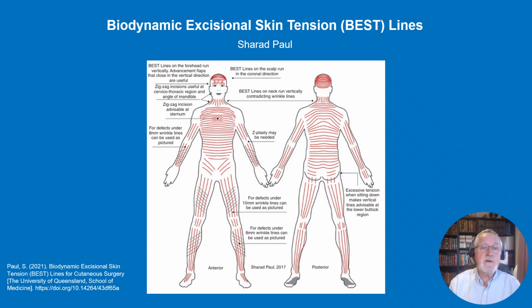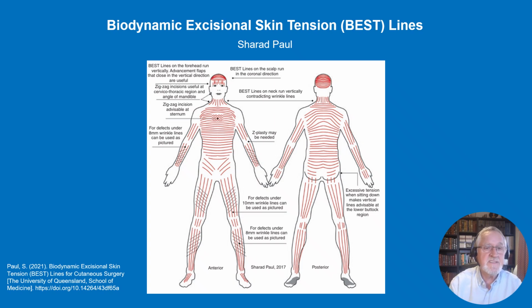In 2021, Sharad Paul published Biodynamical Excision Skin Tension, or BEST, lines. He did this by measuring the tension required to close a wound in various directions after removal of a circular specimen of skin. This contrasted to relaxed skin tension lines, or Langer's lines, which corresponded to closure after an incision.